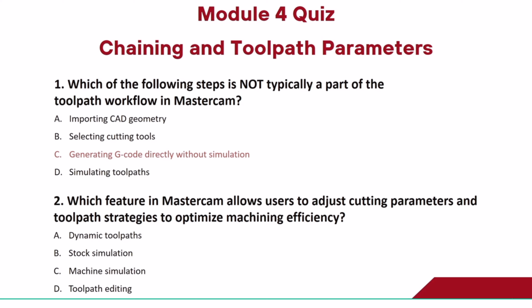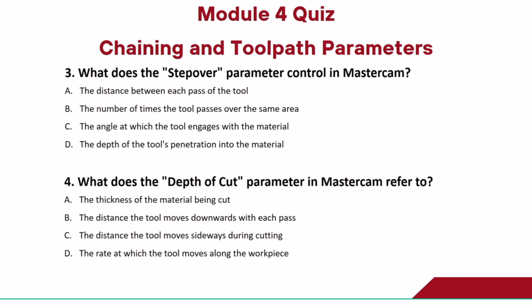So the next question is, which feature in MasterCAM allows users to adjust cutting parameters and toolpath strategies to optimize machining efficiency? Option A, dynamic toolpath. Option B, stall simulation. Option C, machine simulation. Option D, toolpath editing. So the right answer to the question is option D, toolpath editing.